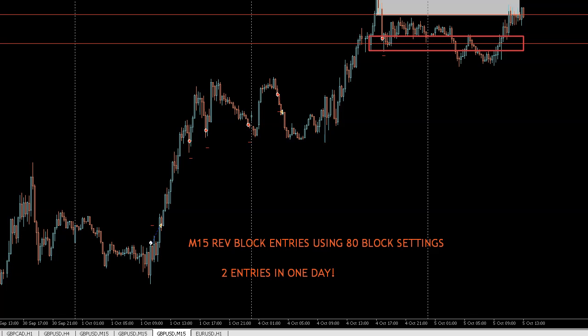You can go in increments of 20 or increments of 30, and the same goes for 1 hour, the same goes for 5 minutes, the same goes for 4 hours. So if you want the 1 hour to be on 60, you can try how many entries you will get in one day.